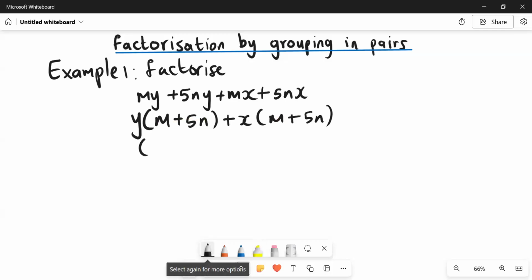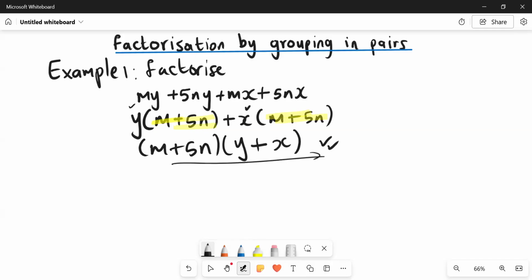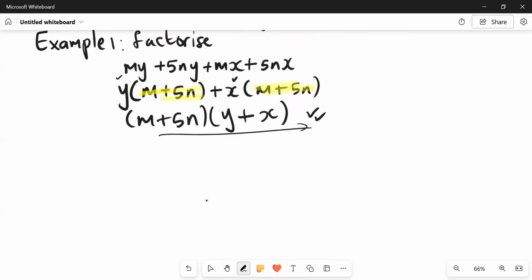Now, take out that bracket. So you'll have your m plus 5n, right? Now cancel this part here. You're only left with what? Y. So we write that y there. Perfect. Again, cancel this bracket here, and then now you're left with what? Your x. That's plus x. And then we're done factorizing this. You get your full marks there. So that's how we factorize this. Now let's move to example number 2.